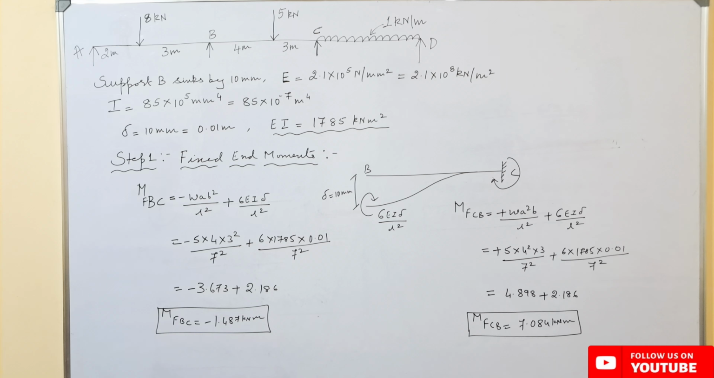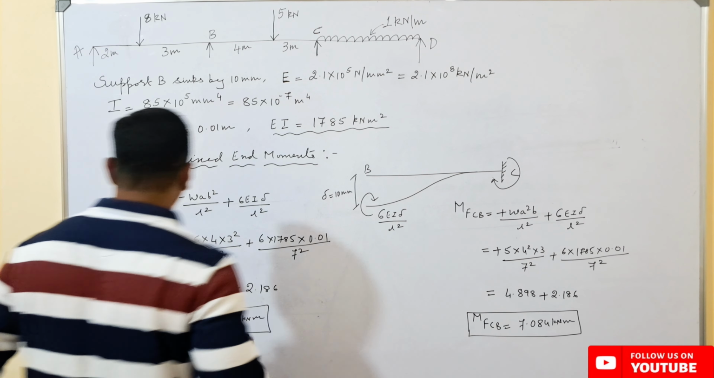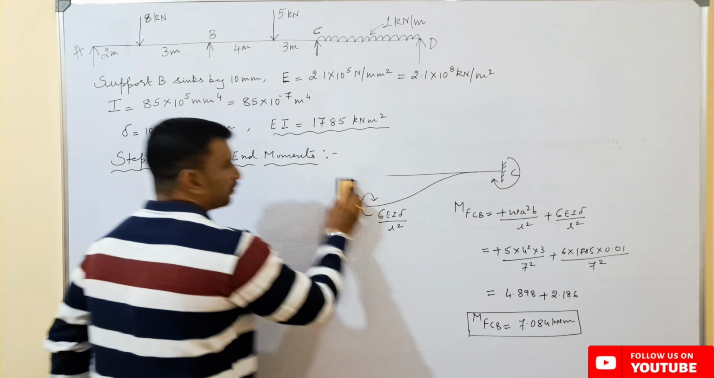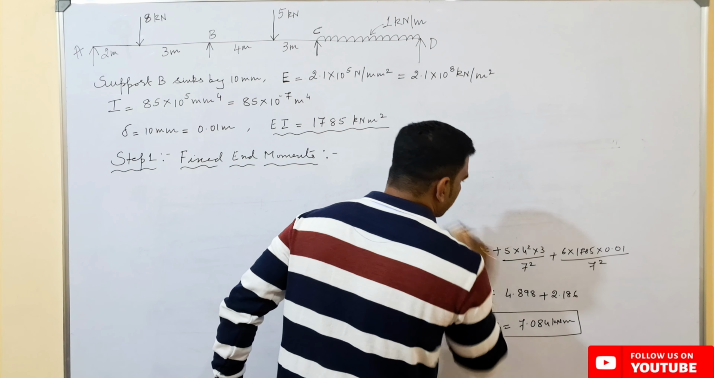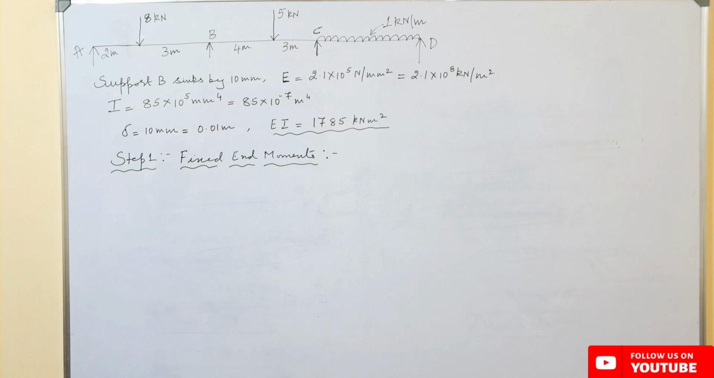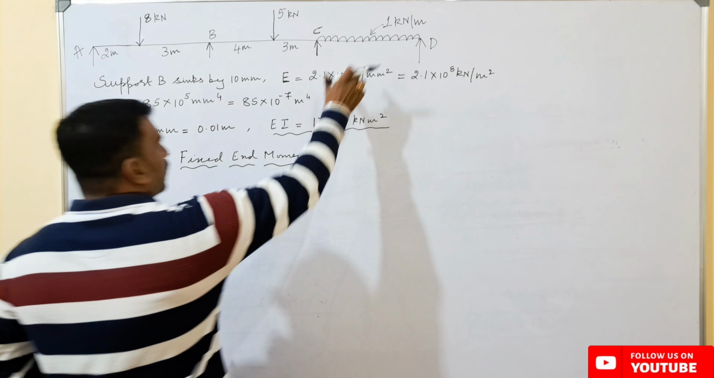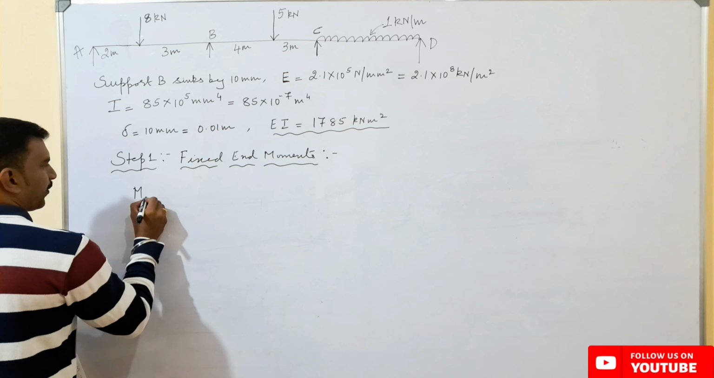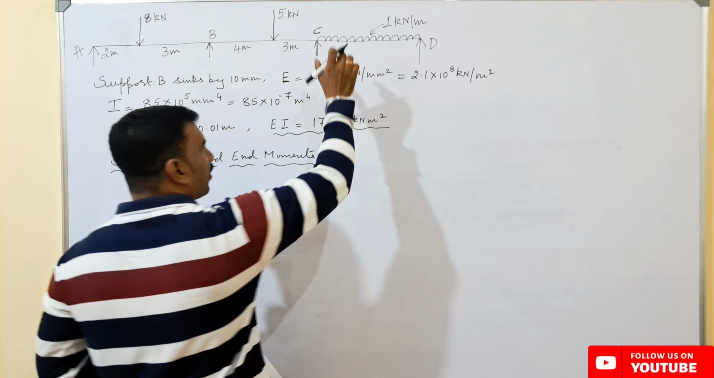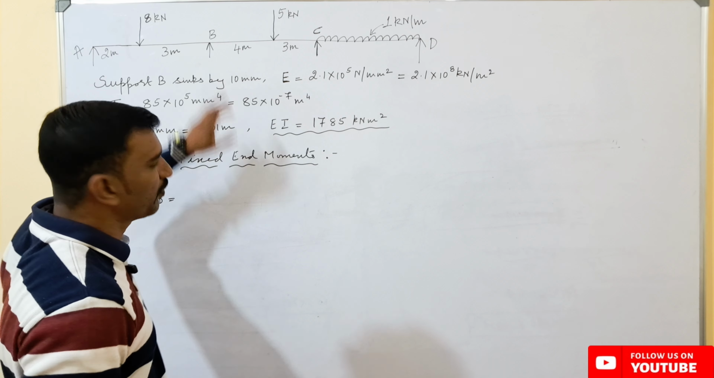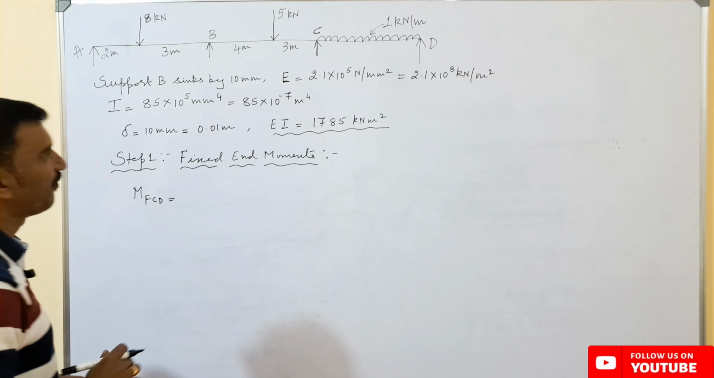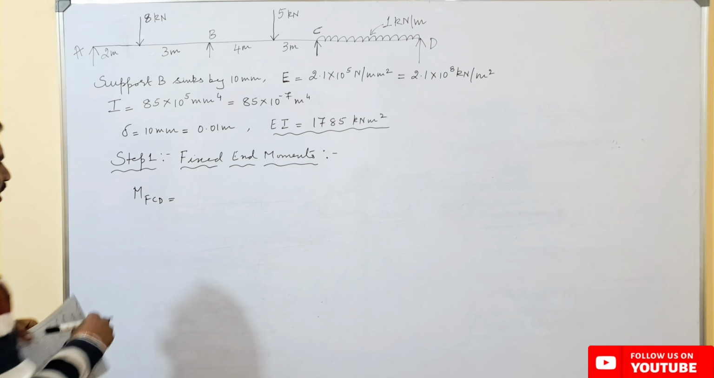Now we need to find out the fixed end moment for this span, that is CD. See here, considering the fixed end moment about point C to D. If you observe the portion C to D, the effect of sinking is only about point B. So for span CD, there is no effect of sinking, and we need not consider the effect of sinking for the span CD.